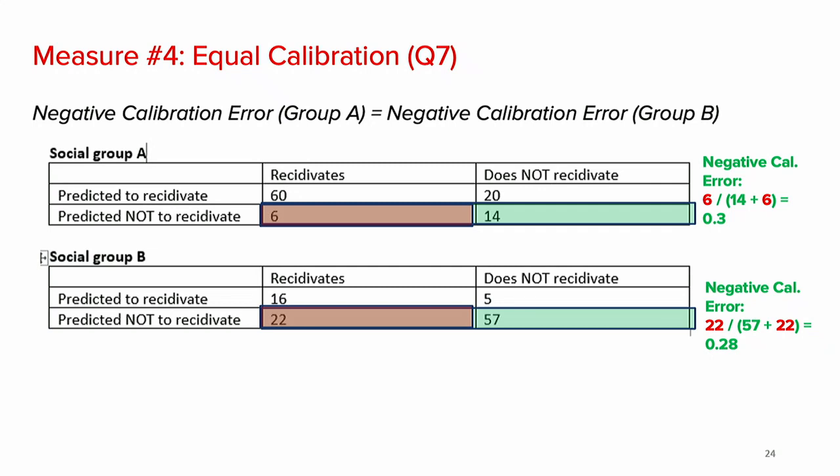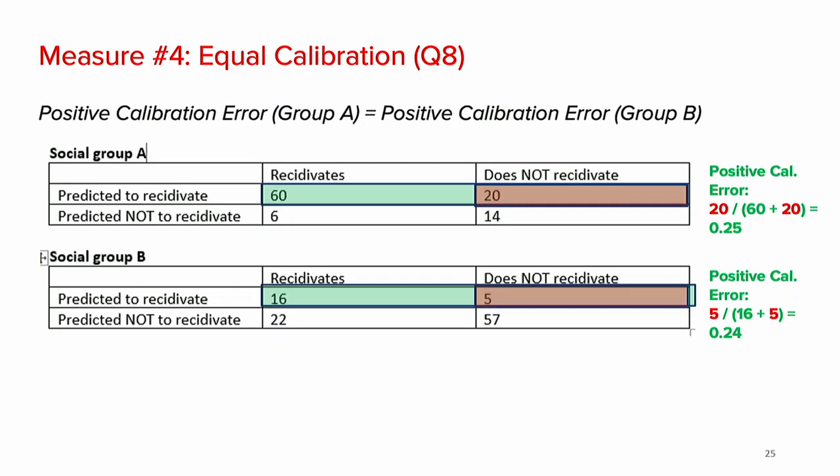So here, when we look at the people who are not predicted to recidivate in each group, that's 20 in total, here they make errors 6 out of 20 times, and they're correct 14. So the total error is 30% here. Whereas here, the error is actually pretty similar. We've got 22 people, out of the people who are predicted not to recidivate, who actually do recidivate, so there's 22 errors, but 57 actually don't recidivate. So the negative calibration error is pretty much the same here, almost 0.3. And we can say something similar for the positive calibration errors. The positive calibration errors are 0.25 and 0.25.